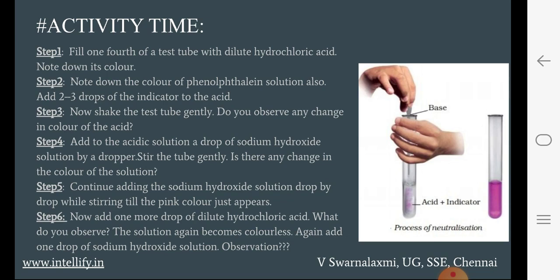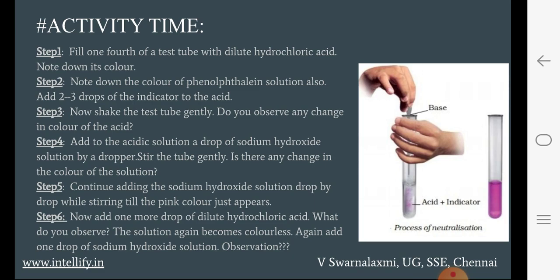Now, what is step 4 that you have to do? Now you have to add to this acidic solution a drop of sodium hydroxide by a dropper. Stir it gently. Is there any color change? Keep this as a question. The next step is to continue adding sodium hydroxide drop by drop, stirring it continuously, and till when you have to do it? Till the solution attains pink color.